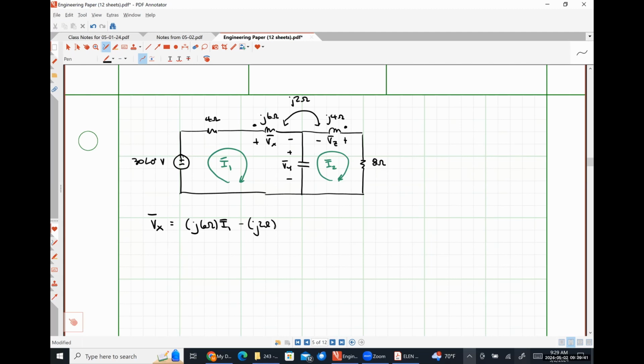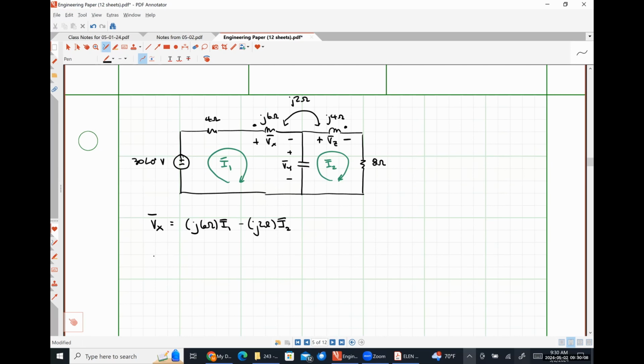Oh, sorry. Brock is telling me that the polarity should be drawn like that. Doesn't impact our sign at all that we were just dealing with. But thank you for that. So J2 ohms times I2, because the current I2 is flowing through that coil on the right-hand side. Absolutely right.